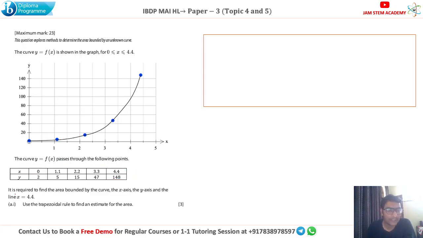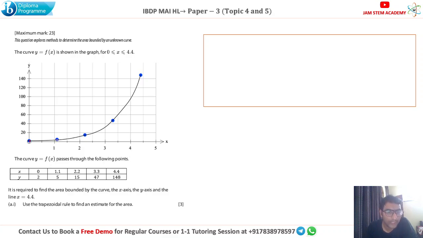In the first part, it says it is required to find the area bounded by the curve, x-axis, y-axis, and the line x equals 4.4. So we are using various models over here. First, it starts with the trapezoidal rule. We have to use the trapezoidal rule, and the formula is also in your formula booklet that you can use.